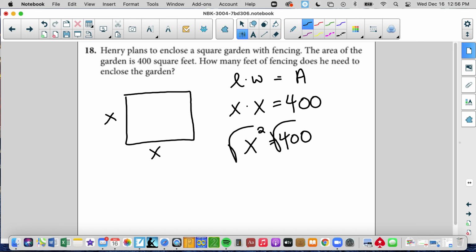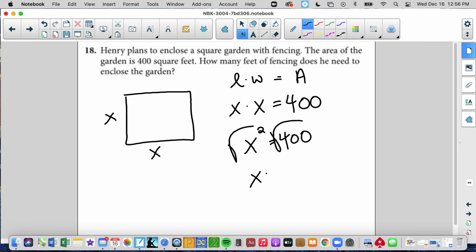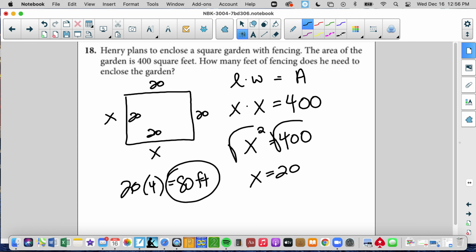Or you can take the square root of 400. The square root of 400 gives you 20. So x equals 20. So each length is 20. How many feet of fencing? You need 20 plus 20 plus 20 plus 20, or 20 times 4, which is 80 feet. It is linear. It is only feet of fencing. You need 80 feet of fencing.